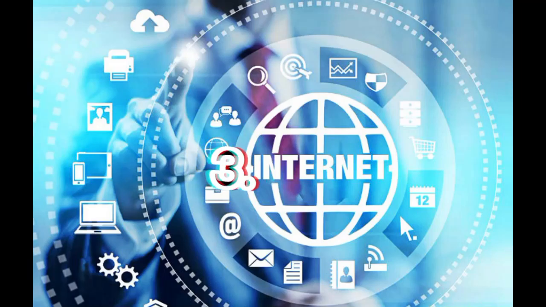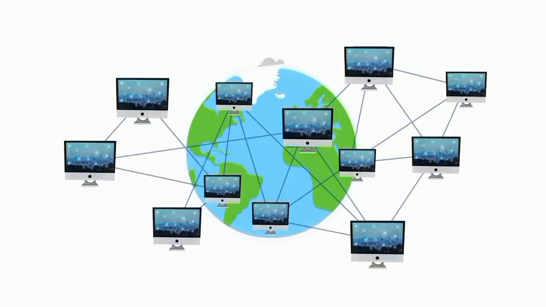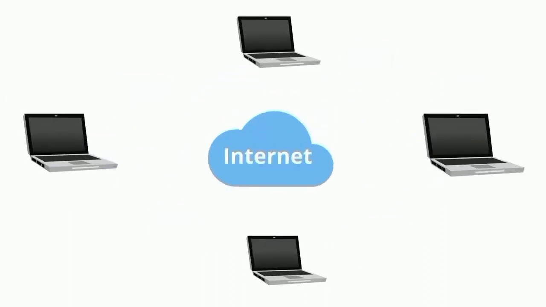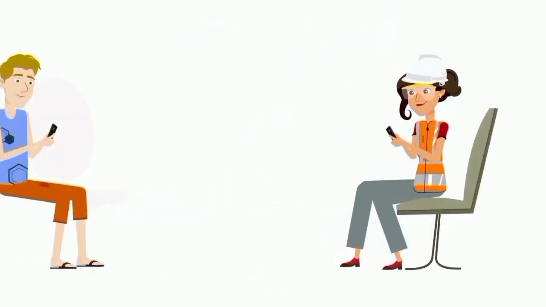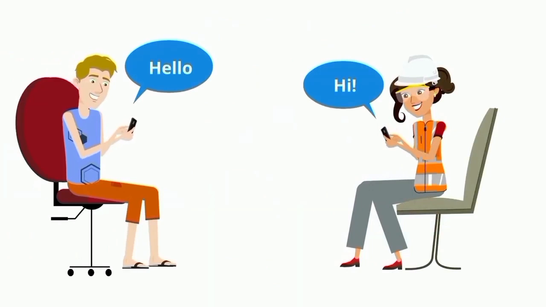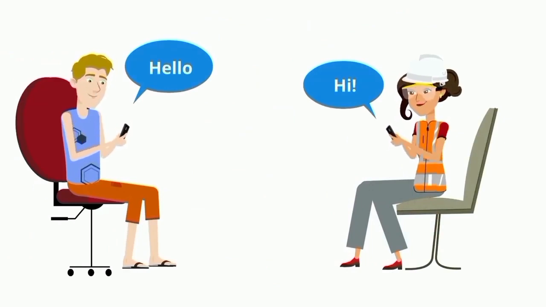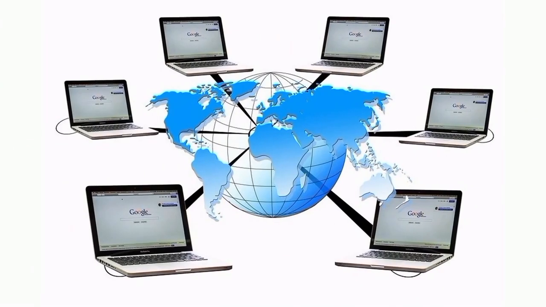3. Internet. Internet is a network of computers that spans the whole world. It is a network of lots and lots of computers connected to each other. It is a global system of many small networks interconnected with each other through electronic and wireless connections. Users can share a lot of information and communicate with each other across the world. Internet is basically the biggest computer network in the world.